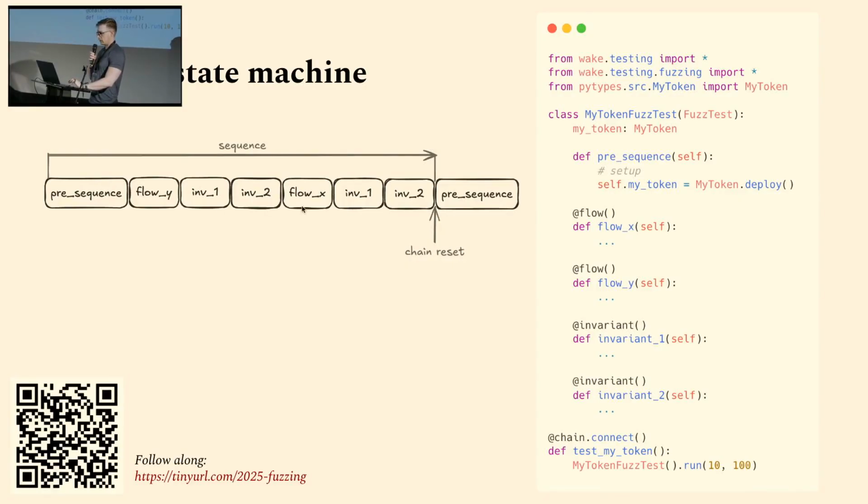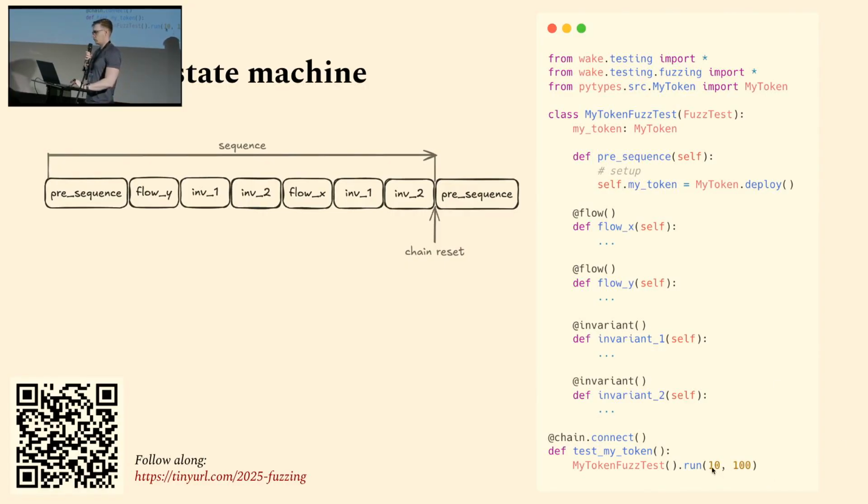So in this example, we have only two flows, but this is where we have defined 100. So let's say that we would have 100 flows executed, and then there would be a chain reset. We would be starting from the very beginning, and there would be another sequence after the chain reset. The pre-sequence would be called again, we would be deploying all the contracts again, and again there would be 100 flows ran. Then again chain reset, another sequence, another pre-sequence hook, another 100 flows, and so on.